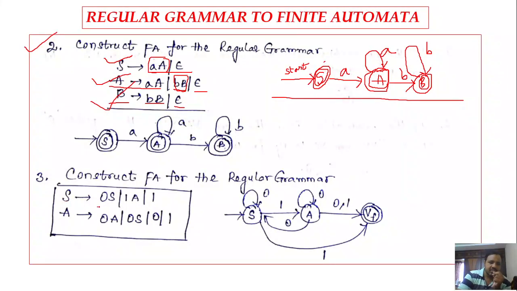So S denotes 0S or 1A or 1. Capital A denotes 0A or 0S or 0 or 1. First, S denotes 0S, so S will be the starting state in your grammar. From S on 0, it is going to have the self transition. Next, S denotes 1A, so from S on 1, it must go to the state A.